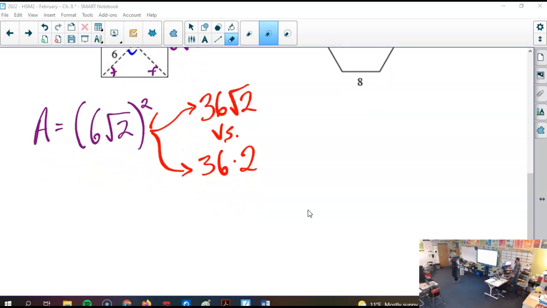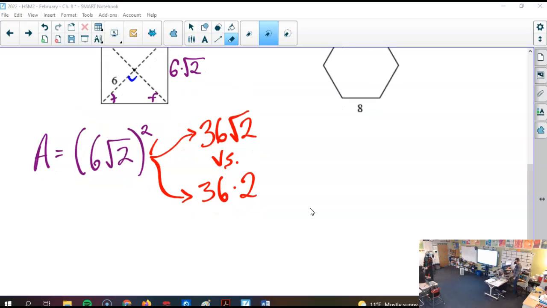If this was a binomial, we would need to FOIL, right? But it's not. So first off, throw away your idea of foiling. So now that we have 6 radical 2 squared, what I want to get you guys in the habit of doing is writing everything out.